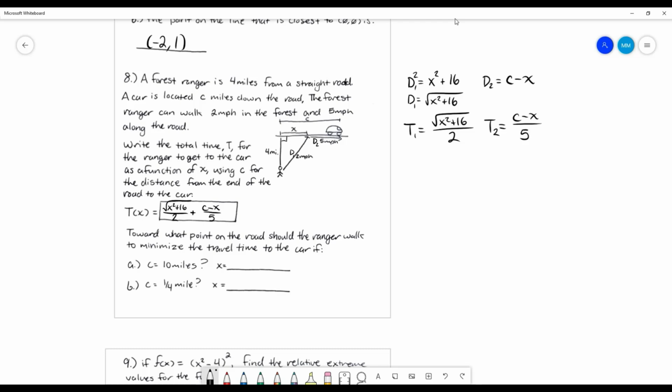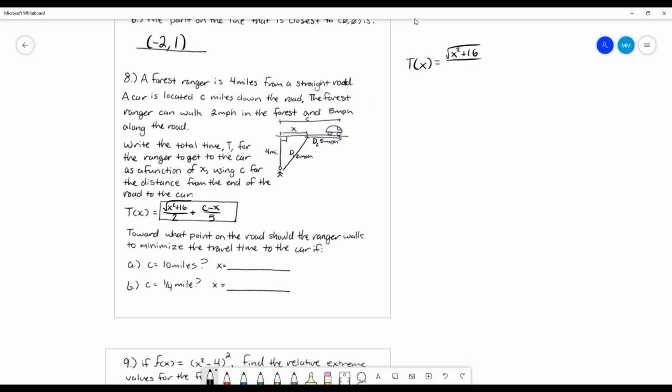And then, toward what point on the road should the ranger walk to minimize the travel time to the car? And then they give us different c values. So in order to figure this out, we have to, once again, take the derivative of our equation so we can find our local extreme. We have to find a local minimum. So this one's a little tricky to take the derivative of. So this is our function.